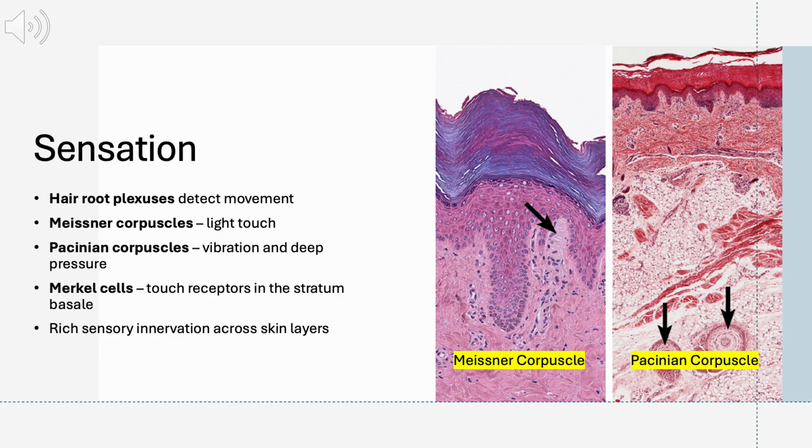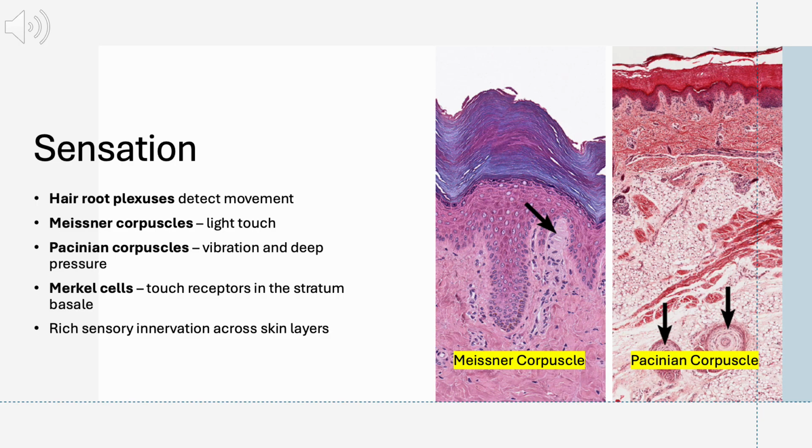The skin is a major sensory organ, equipped with an intricate network of receptors and nerves that detect environmental changes. Hair root plexuses detect movement, like an ant crawling on your arm. Meissner corpuscles in the dermal papillae detect light touch. Pacinian corpuscles, deeper in the dermis and hypodermis, detect vibration and pressure. Merkel cells, found in the stratum basale, also help detect fine touch.